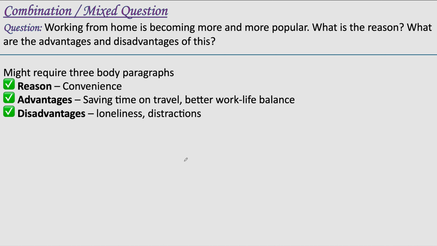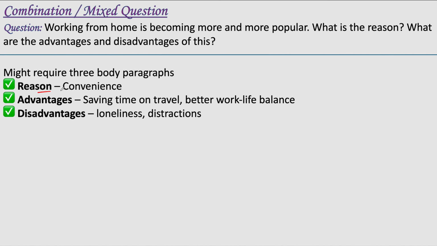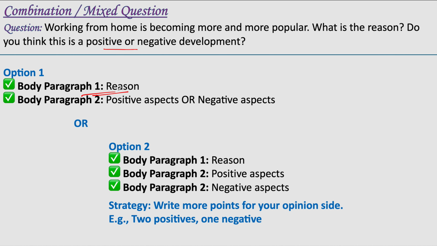For example, if the question is what are the advantages and disadvantages, this is a discursive question. So explain both sides, no opinion is required. But if the question is is it a positive or negative development, it asks for both explanation and opinion. In both cases, you give reasons in the first body paragraph because that is the first question. After that, you write one or two more body paragraphs depending on the question and the points you are writing.